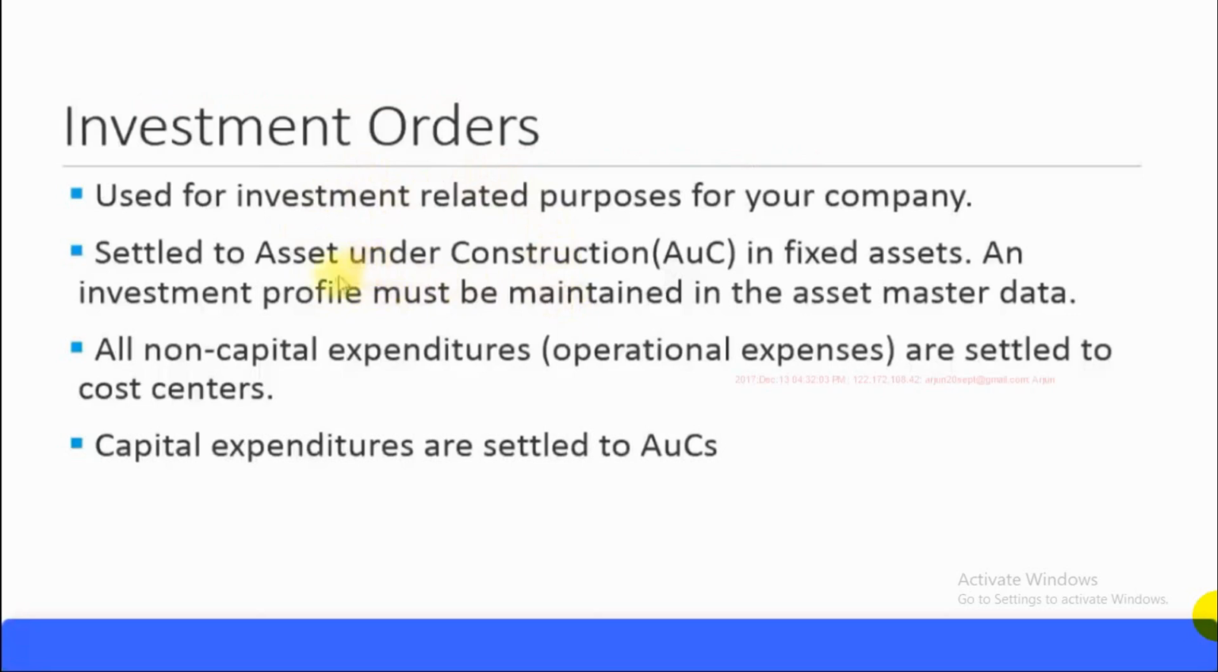So in the internal order master data, you can specify to which cost object it should be settled, and you can specify your asset under construction asset number in that. A mandatory setting for investment orders is that an investment profile must be maintained. In the asset master data, you also have to maintain the investment profile.